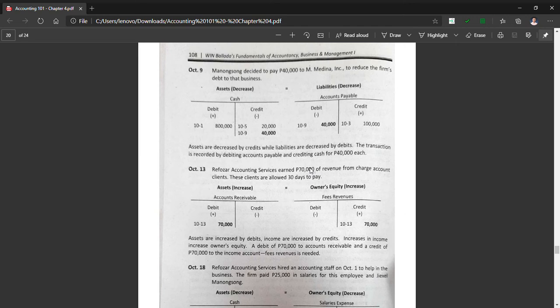Okay? Kung meron tayong mare-receive in the future, we call that accounts receivable. Okay? So, yung accounts receivable. Accounts receivable is an asset. Okay, so kapag lumaki ang mare-receive natin, right? Accounts receivable increases, we will be recording that using a debit for 70,000.